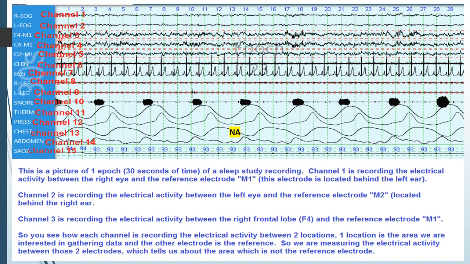Channel 12 is a pressure transducer, and this is monitoring airflow at the nose and mouth with a nasal pressure transducer. Channel 13 is the chest belt or the thoracic belt, and channel 14 is the abdominal belt. Channel 15 is your SpO2 being monitored, and you see this patient's SpO2 starts at 94 and then drops down to 93%, and we want to keep our patient above 90% most of the time, although in sleep we don't have a lot of control over that. Let's go on to our next slide.